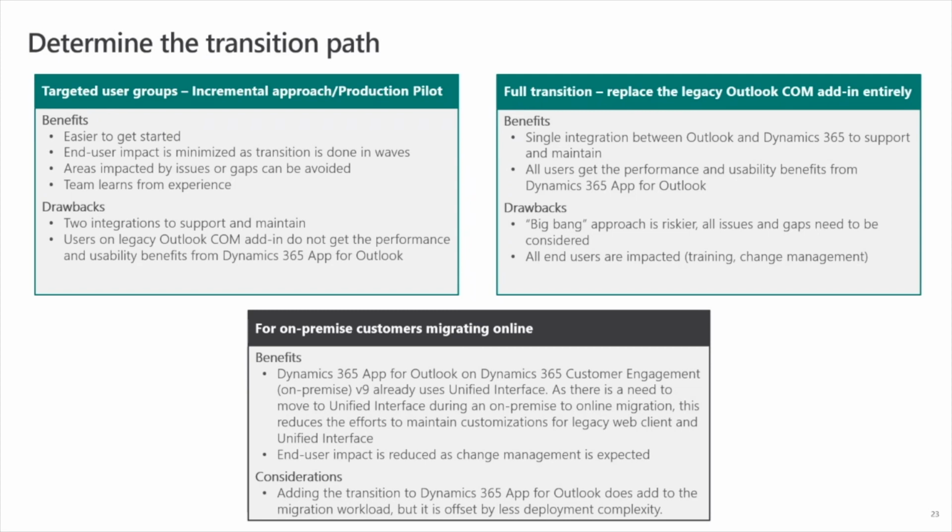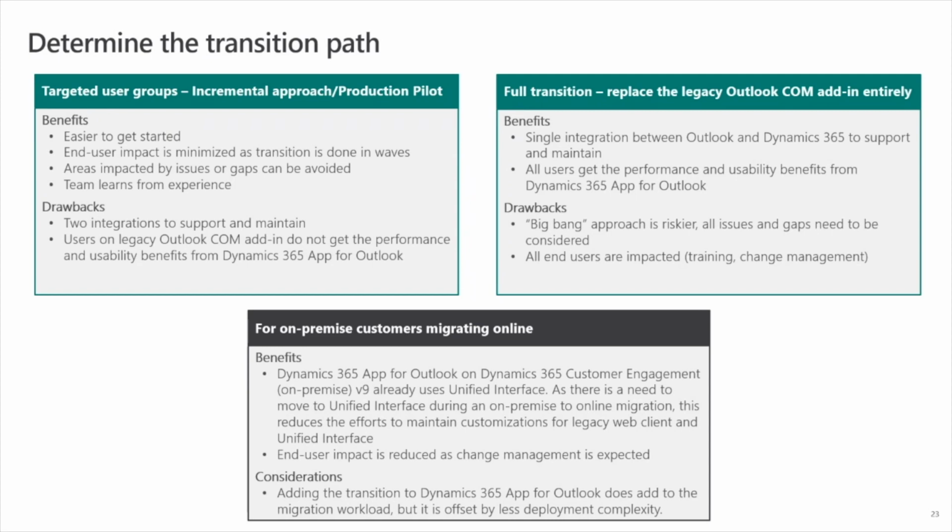Or you can also go for the full transition, the big bang approach. That way you have a single integration between Outlook and Dynamics 365 to support and maintain, and all users get the performance and usability benefits at the same time. The drawback is that, of course, it's riskier. If there are any issues or gaps, they really need to be considered before doing the migration. So that means really testing your business scenarios with your key users.